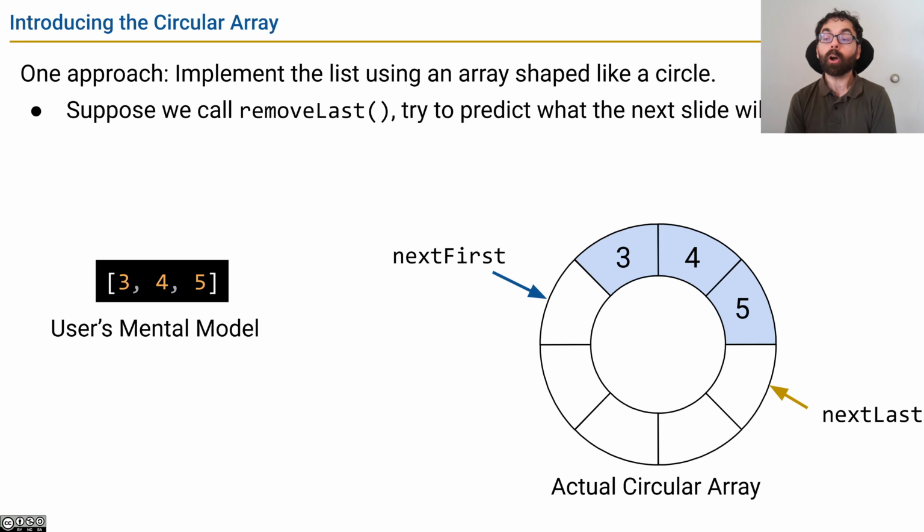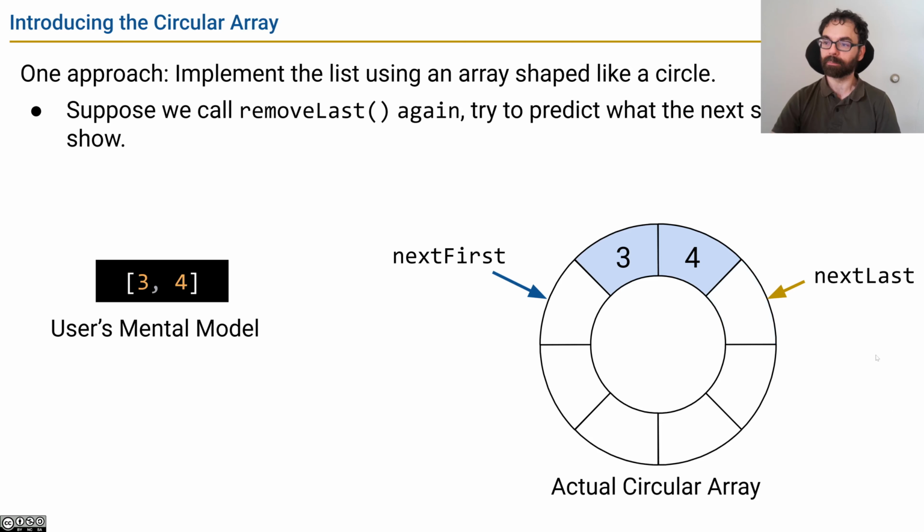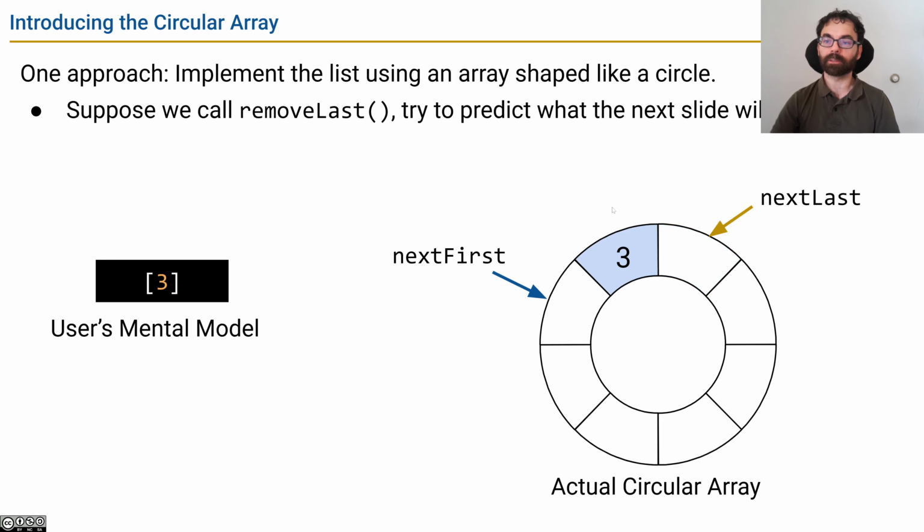If we now call remove last, try and just think in your head, what will this look like? Okay. So again, we move next last up. And if we call remove last again, now we're left with just 3. And you can imagine as you're calling add first and remove first and add last and remove last, that you're going to be just scooting around this array. And it doesn't really matter where exactly in the array you are. It may be that the one item array of 3 is here, or the 3 could be there, or could be there, as long as the appropriate next first and next last pointers are set up matching the expectation of the user.